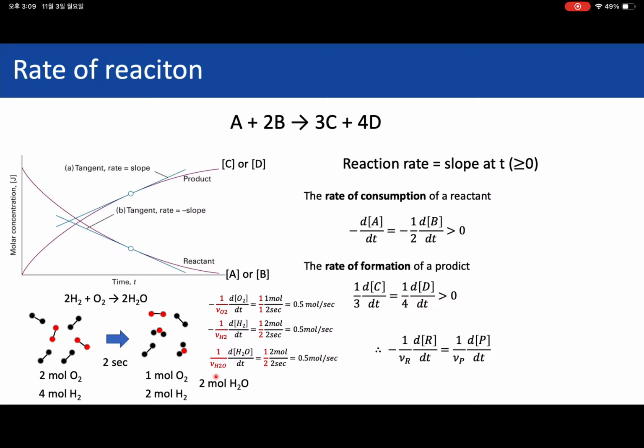Similarly, for the water molecule, the stoichiometric coefficient is 2 in this reaction. So we have 1 over 2, and we have 0.5 mole per second.